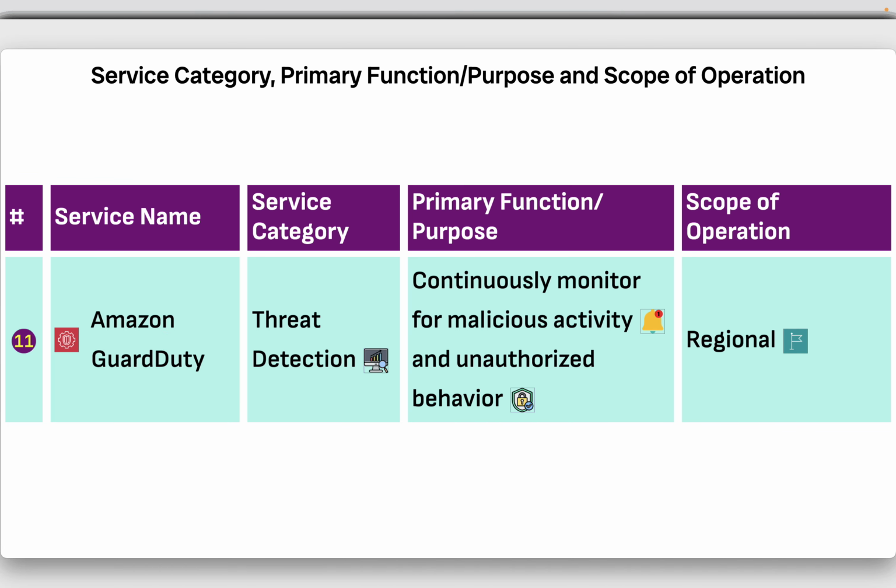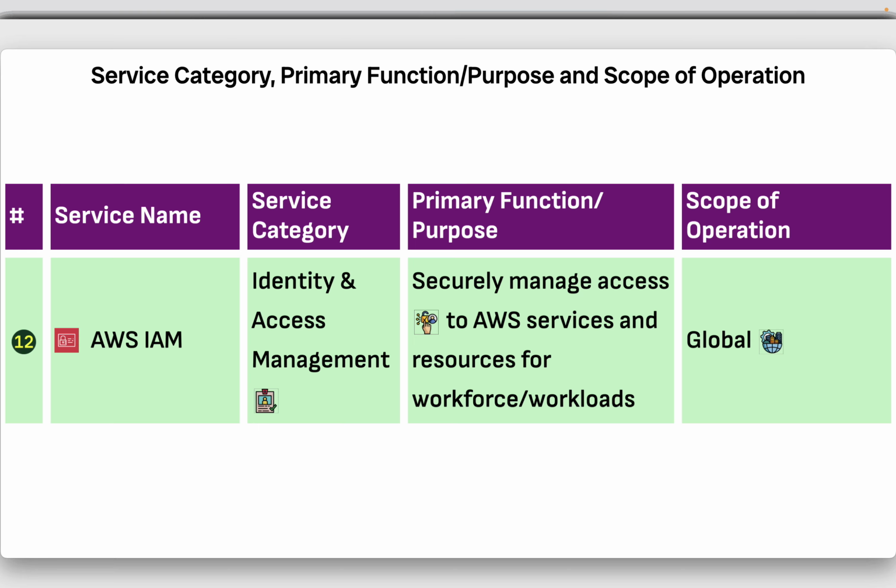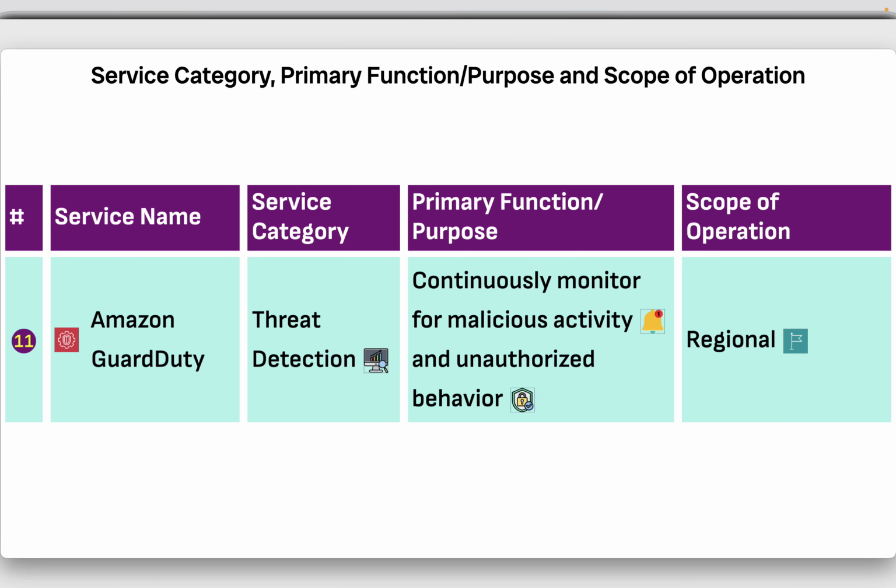Next service is Amazon GuardDuty. Service category is threat detection. Primary function and purpose is to continuously monitor for malicious activity and unauthorized behavior. Scope of operation, I forgot to mention, is regional.